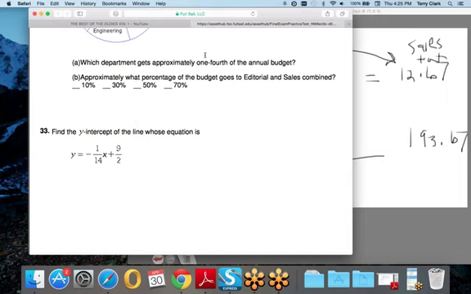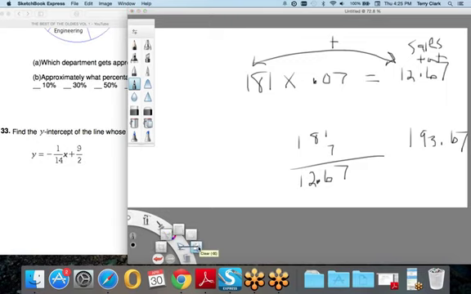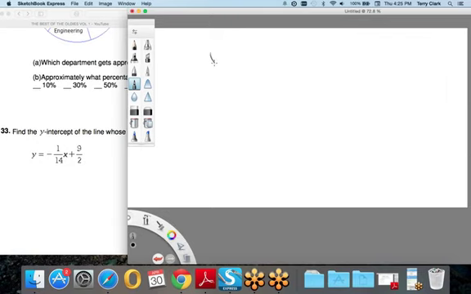33 is going to be easy. Find the y-intercept of the line whose graph equation is given. The problem is written in slope-intercept form. Okay, so we say it's written in slope-intercept form. The problem itself is giving you the y-intercept.